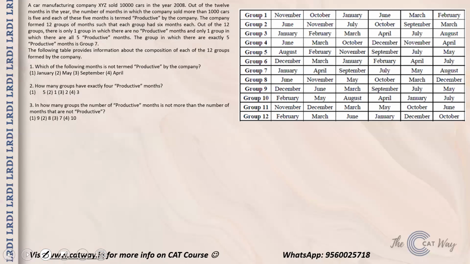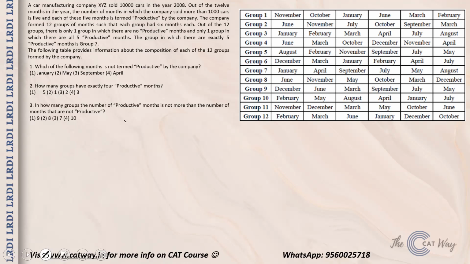Now, what we have today is that a car manufacturing company XYZ sold 10,000 cars in the year 2008. Out of the 12 months in the year, the number of months in which the company sold more than 1,000 cars is 5. Each of these 5 months is termed as productive by the company. So these 5 months are productive.